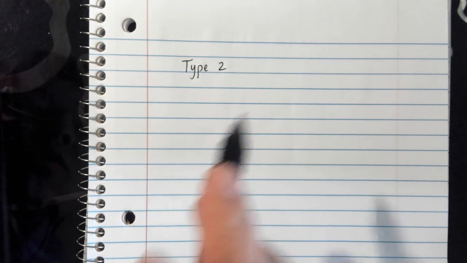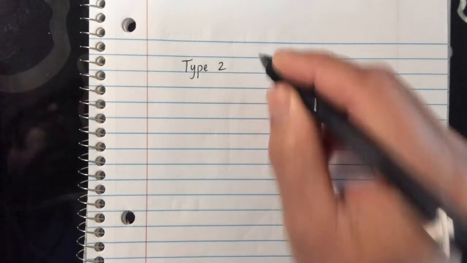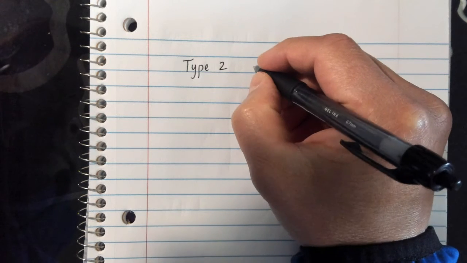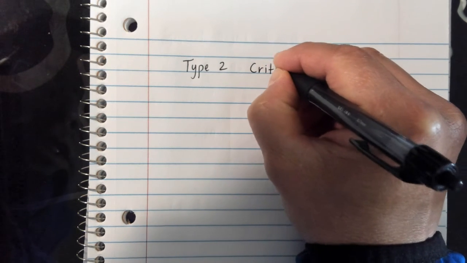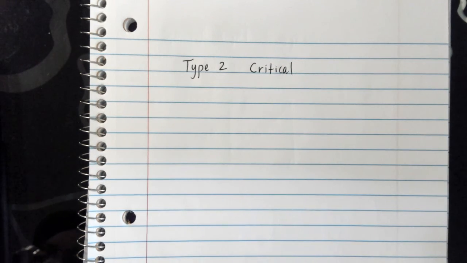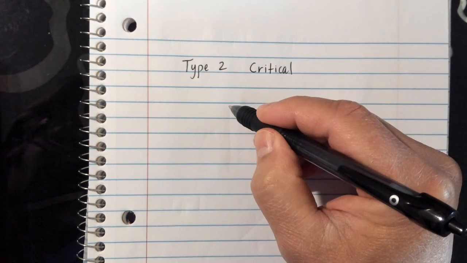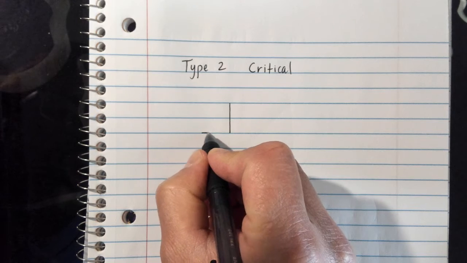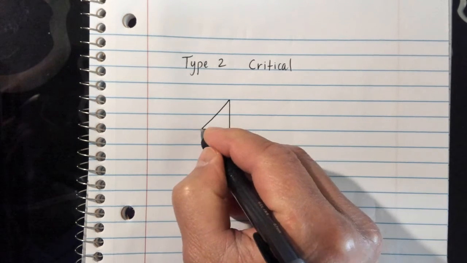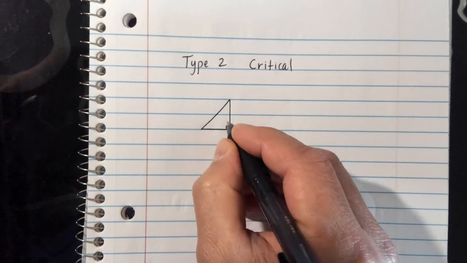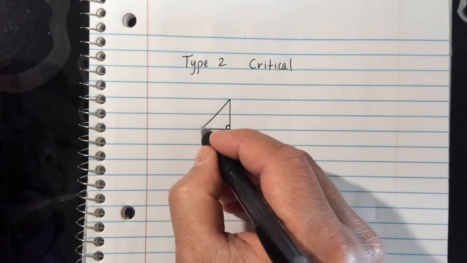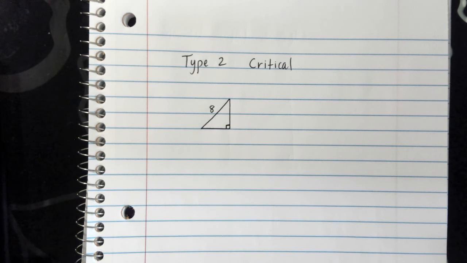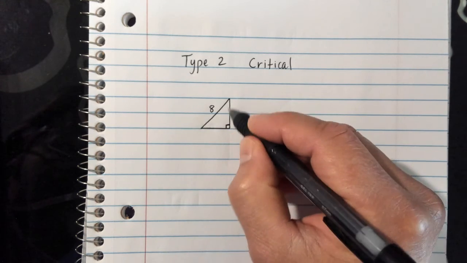Type 2 is way more critical for understanding what's going to happen, not next week, but the week after that. So this is critically important. The previous type of problem, we told you the length of the sides. This time, we're going to tell you the length of the hypotenuse, like that. And you're going to have to find the length of these two sides.